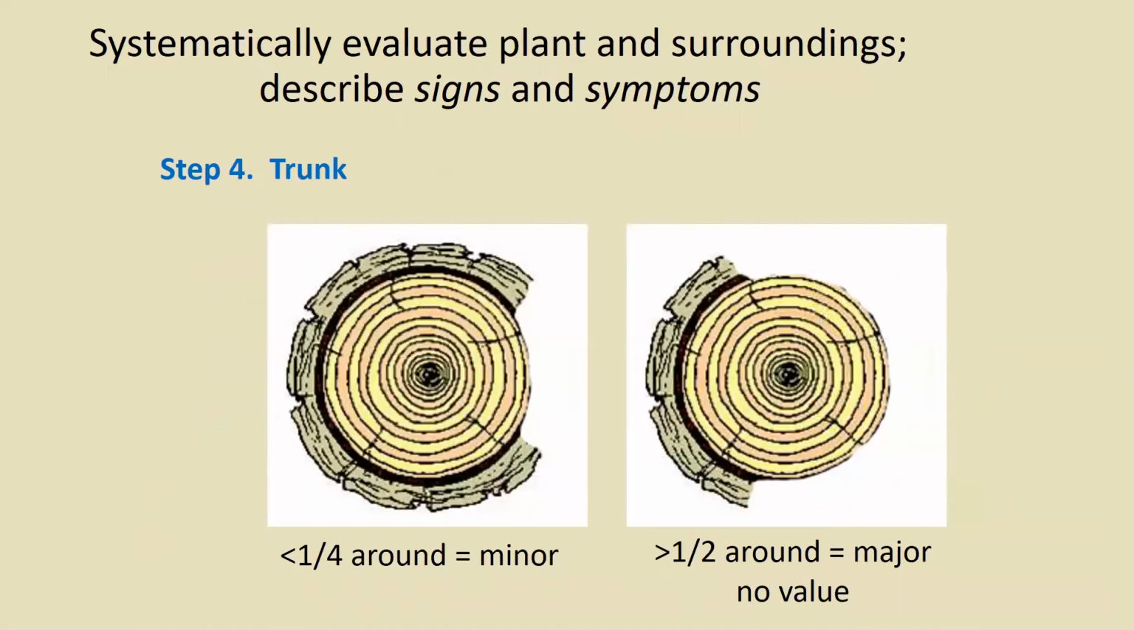Suppose while you're looking at a trunk, you find damage like we saw in the first few slides of the presentation. A rule of thumb is that when the trunk damage is 1/4 of the way around or less, it's considered a minor stressor. But when the damage is halfway around or more, the damage is major and the tree is considered to have no economic value. And in fact, it probably should be removed. And that's because the potential for growth is so impacted by that damage.